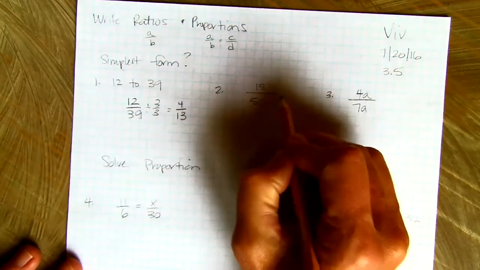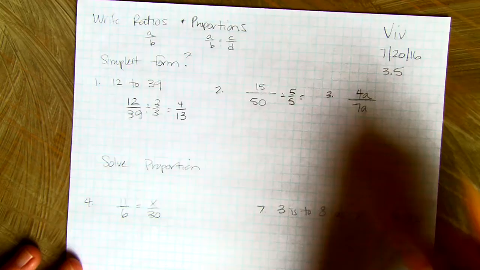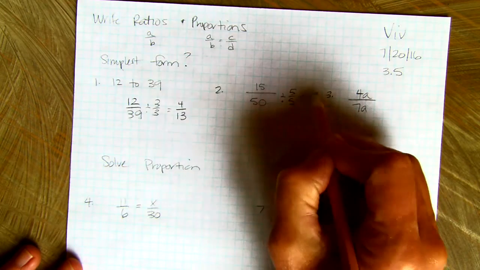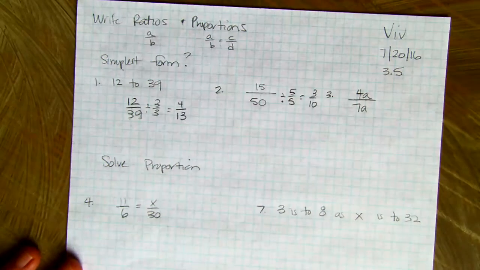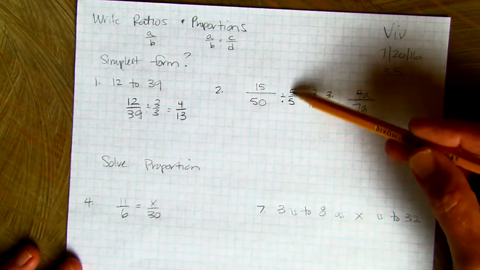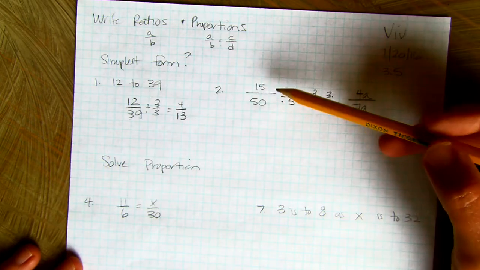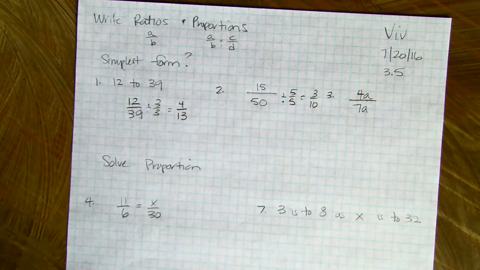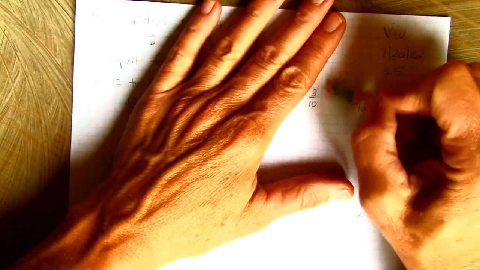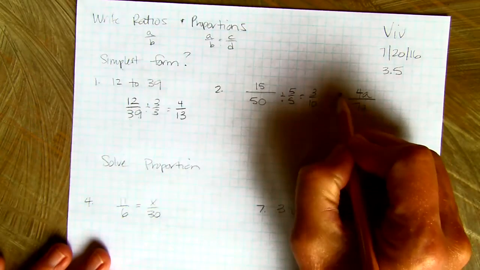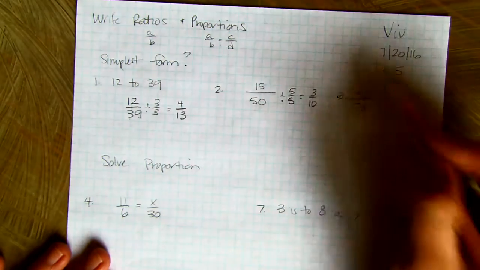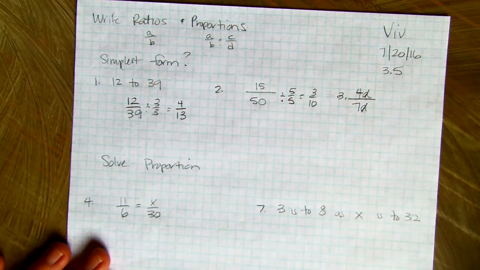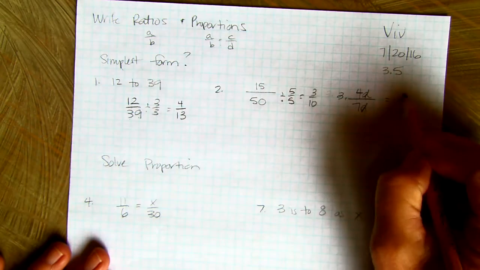And ratios are often expressed in simplest form. 15 to 50, both of these are divisible by 5. 3 over 10. Sometimes you don't get to the simplest form right off the bat, depending on how good you are at finding the largest common factor, I guess that's what it is. And then number 3, in this case, sometimes it's simply a variable, that a divided by a is just 1.